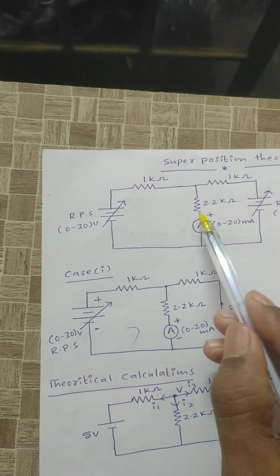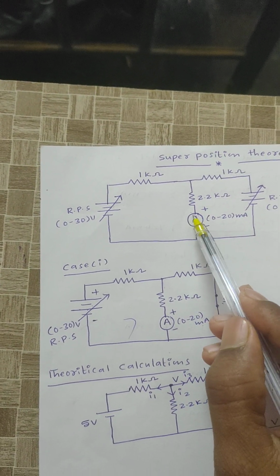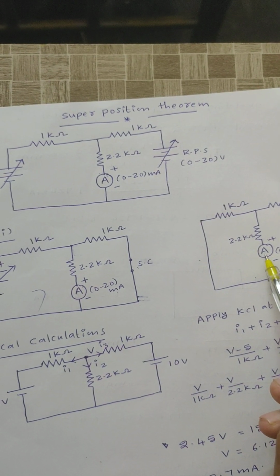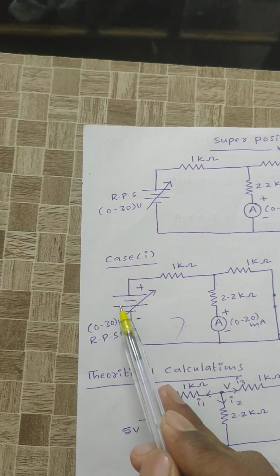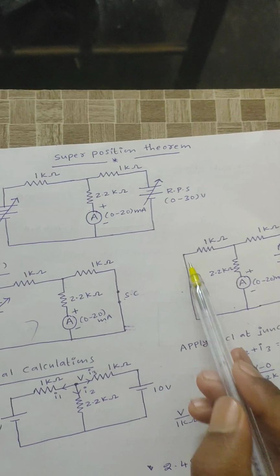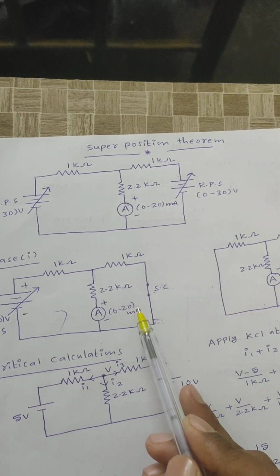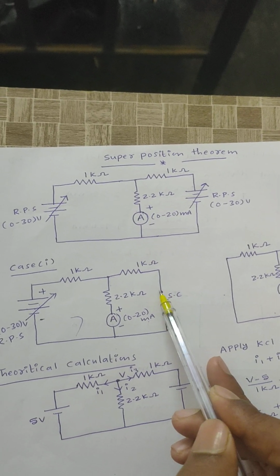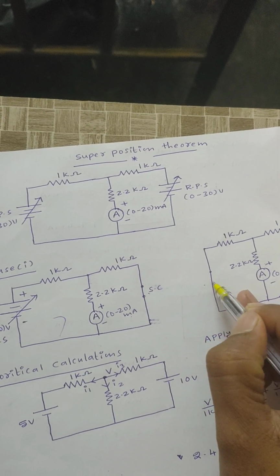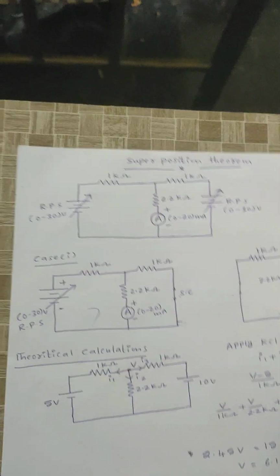The current flowing through any branch is the algebraic sum of all currents when we consider each source separately, and the remaining sources are replaced by their ideal elements. That is, if the remaining source is a voltage source, it is replaced by a short circuit. If the remaining source is a current source, it should be replaced by an open circuit.